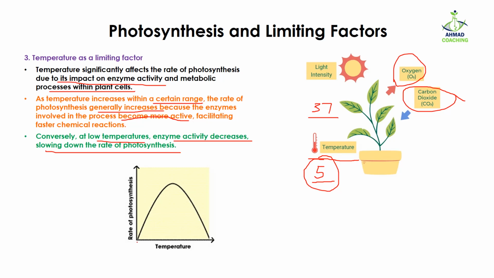We can see in this graph that when the temperature is very low, the rate of photosynthesis is low. As the temperature starts to increase, the rate of photosynthesis also increases, reaches the optimal condition, and becomes stable. But if you further increase the temperature beyond a certain limit, the enzymes will denature and the rate of photosynthesis will start to decrease. So this is how these limiting factors control the rate of photosynthesis.